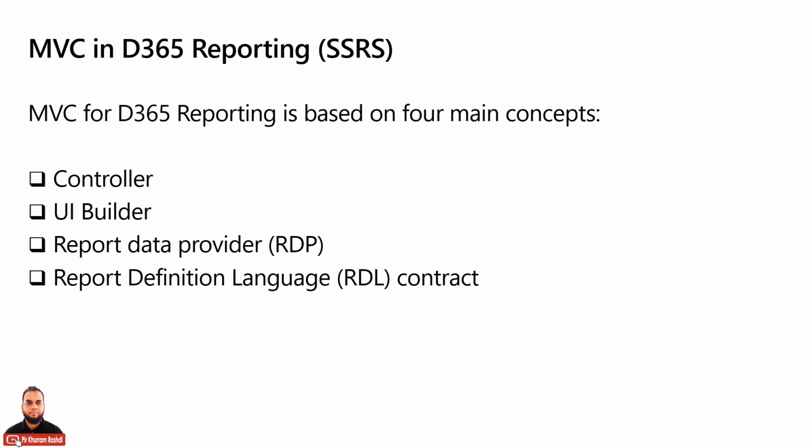Next is how it maps in our Dynamics 365 reporting. There are basically four main concepts. One is the controller, the UI builder, then the report data provider, which is the class used, and then there is the report definition language, RDL, contract. These are the four main concepts revolving around D365 reporting, which map to the MVC.